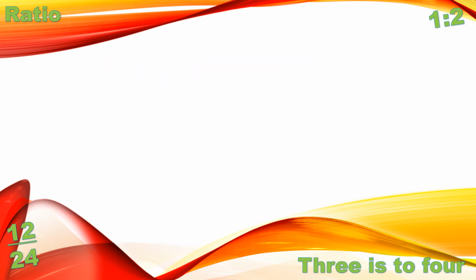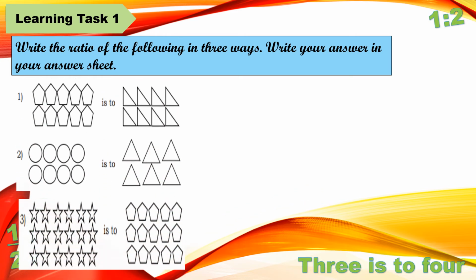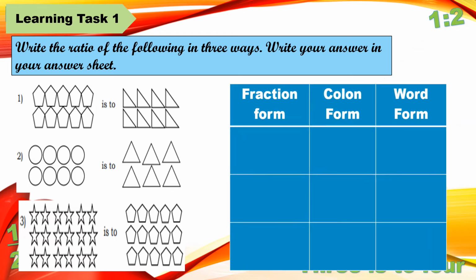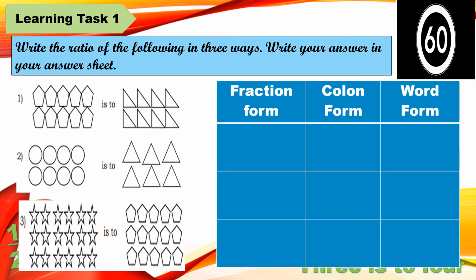Let us proceed to your learning task number 1. Write the ratio of the following in 3 ways. Write your answer in your answer sheet. So, I will give you 60 seconds or 1 minute to answer the following. So, write your answer in fraction form, column form, and word form. So, your timer starts now.